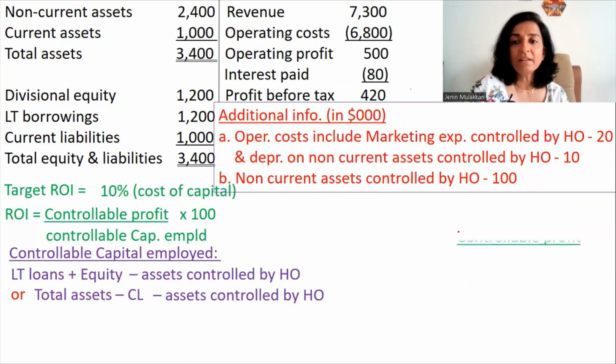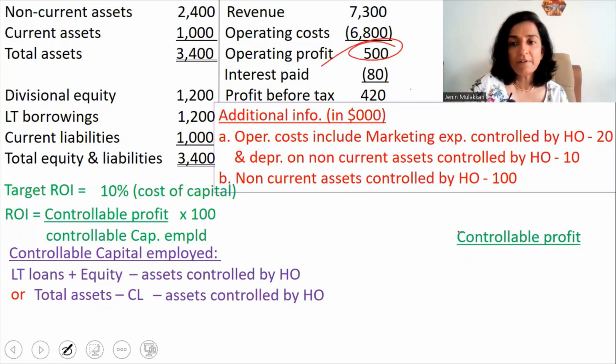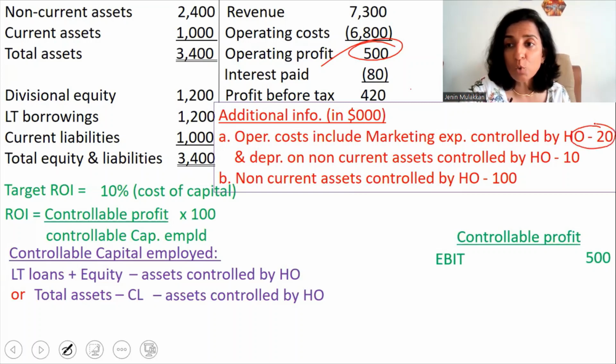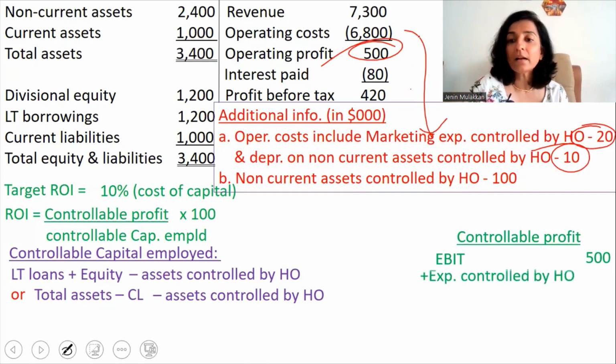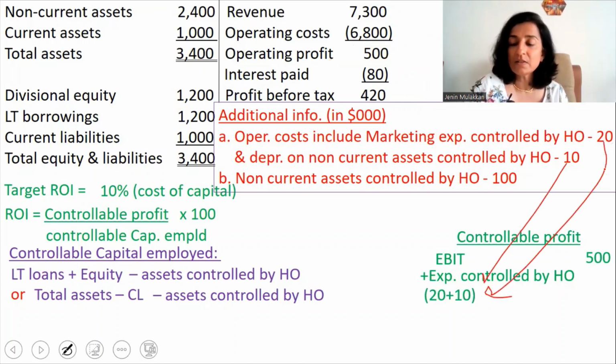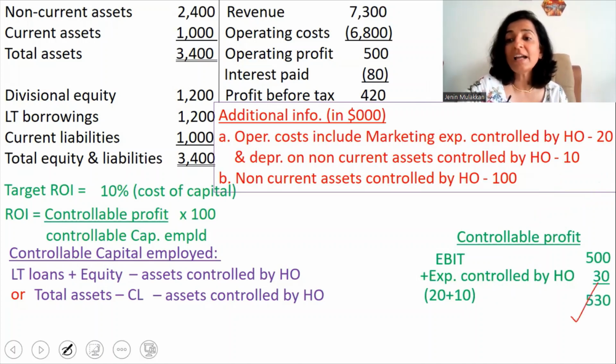So first we will arrive at the controllable profit. Controllable profit, first we will take the EBIT, that is 500. And then we have to exclude the non-controllable expenses and income. So in this particular case, there are two expenses, 20 and 10, which are included in the operating cost. So we have to add back because that is already reduced. So add back the expenses controlled by head office. This is nothing but the non-controllable expenses as far as the divisional manager is concerned. So we have to add 20 and 10. So 30 we are adding back to the EBIT to get the controllable profit as 530.